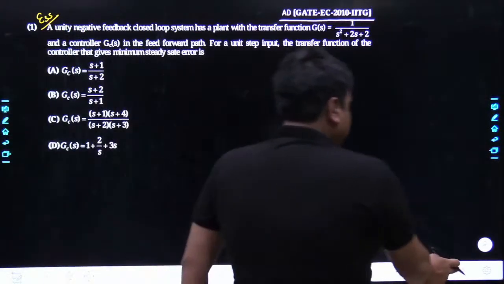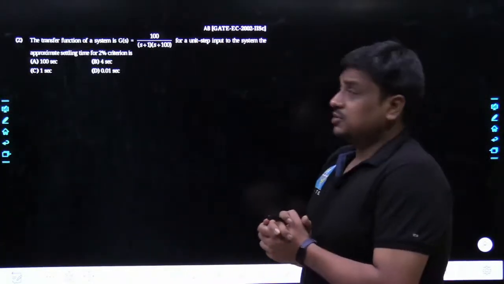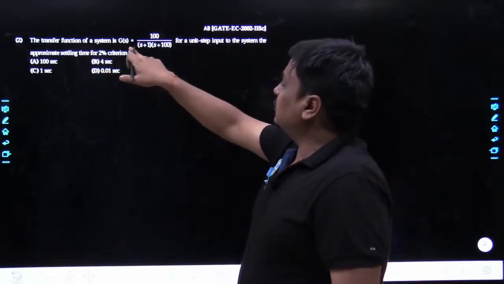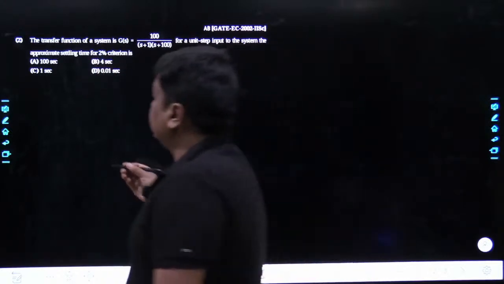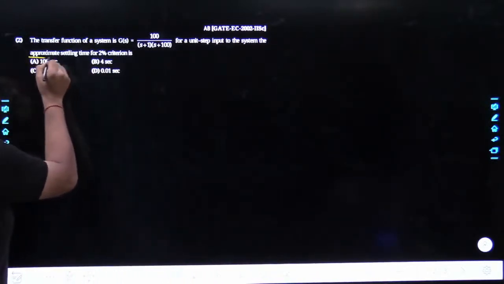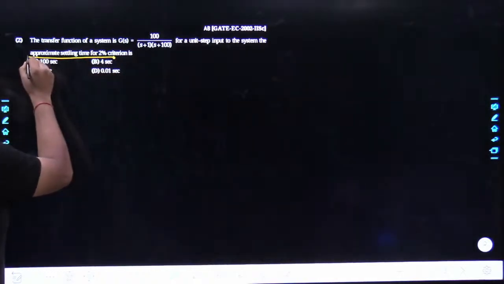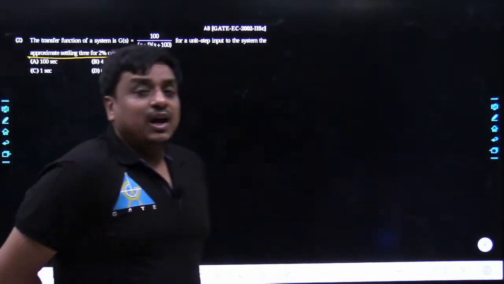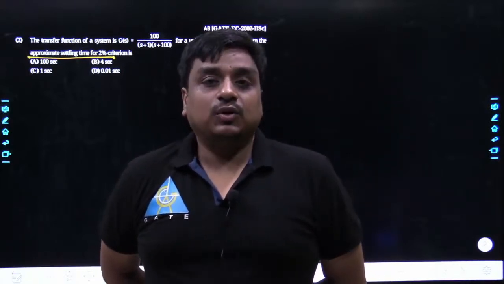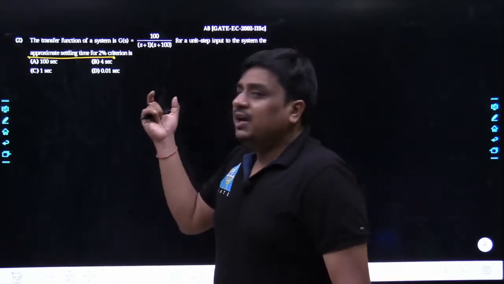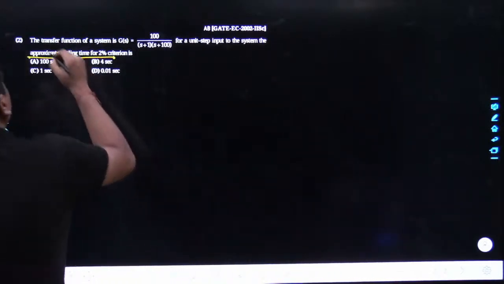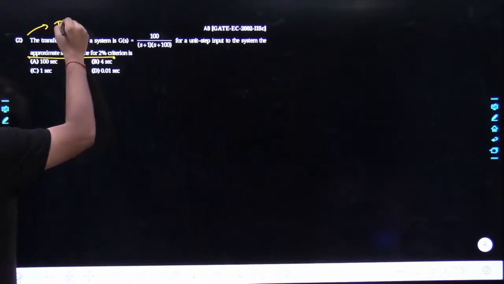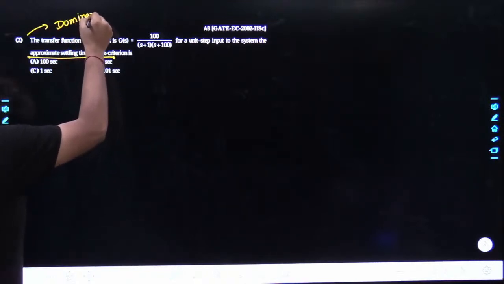Once the first question goes off, we would move into the second question, and what it states: the transfer function of a system is G(s)H(s), and for a unit step input we need to calculate the settling time. So far we have taken a few problems where the 2% settling time had to be calculated. But this problem is a bit different from the problems which we have taken earlier. Why? Because here the dominant pole approximation concept has to be used. It's again a very well designed problem. This problem is based on the concept of dominant pole approximation.